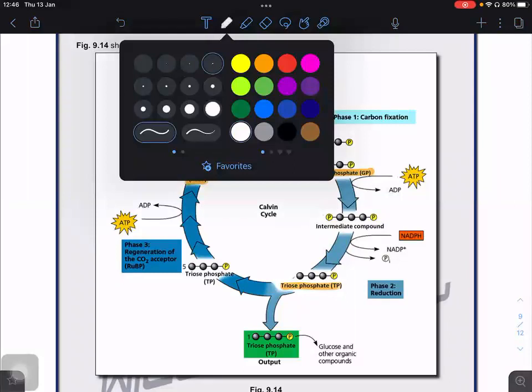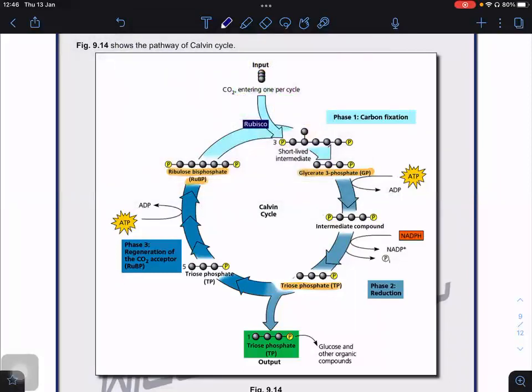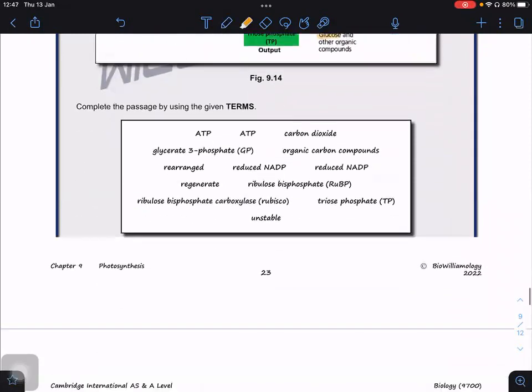So the number here, I can put it in now. It's actually 6 molecules. This one is 6 molecules, short-lived intermediate. And then your 12 molecules of glycerate 3-phosphate, your 12 molecules of triose phosphate. Then we take 2, and then we take 10 to form back the ribulose bisphosphate. So these two outputs will form glucose. Okay, so what you need to do now, complete this paragraph.